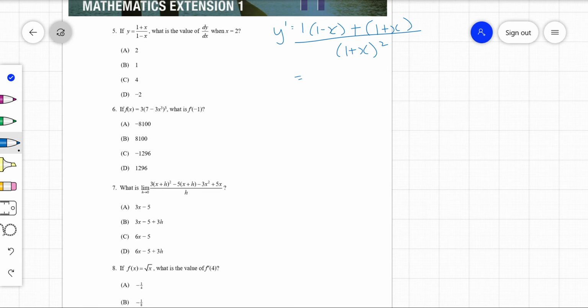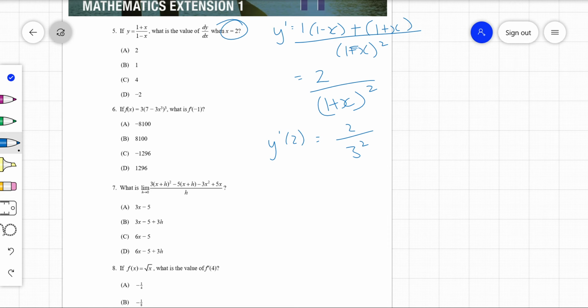So again, I don't need to simplify, but I might as well. So I've got 1 plus 1 is 2. Take away x plus x cancels. So it makes it a little bit easier. I'm actually finding y dash when x equals 2. So y dash when x equals 2, just subbing 2 in, you can see we get 3 squared on the bottom. So 2 on, no, it's not. What am I subbing in?